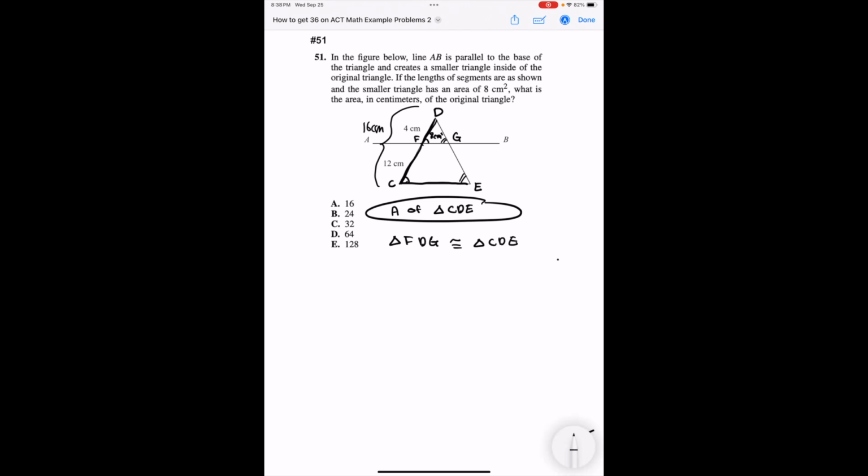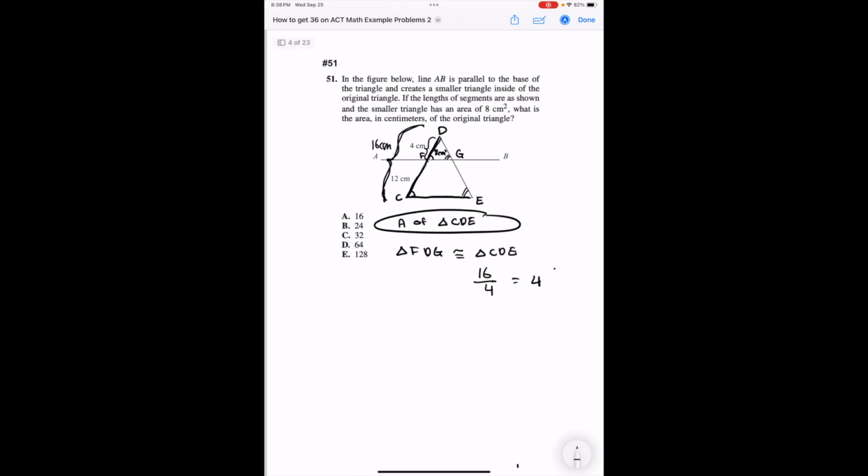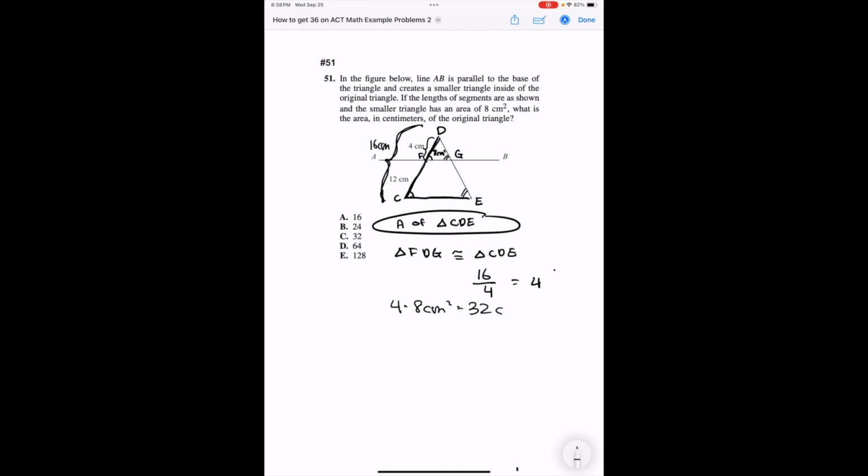So we know that triangle CDE is about 16 over 4 times greater than the smaller triangle. This total length right here is 16, and this small length right here is 4. So basically the area will also be 16 divided by 4 times larger, and 16 divided by 4 is 4. So the area of CDE should be 4 times as large as the area of triangle FDG. So the area of triangle CDE is going to be 4 times 8 centimeters squared, which is equal to 32 centimeters squared. And that is going to be C.